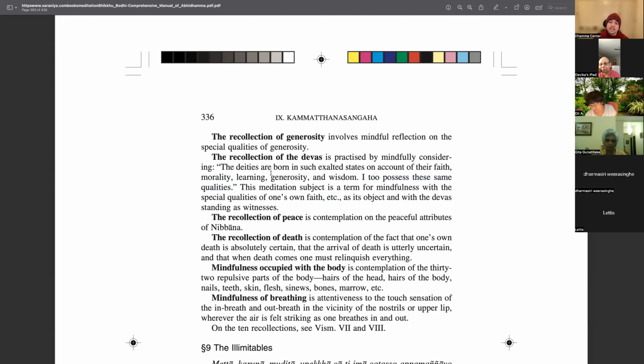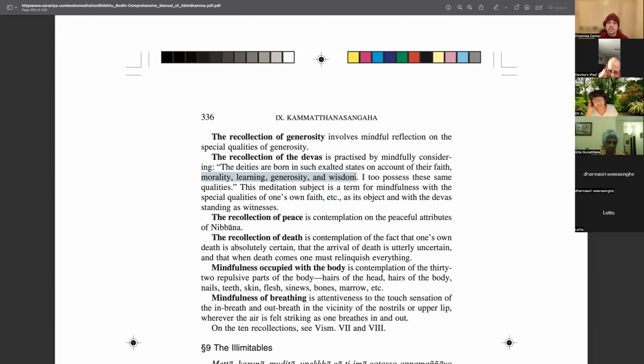In that Devanusati, we take faith, morality, learning, generosity, and wisdom, and we see these are qualities that the devas possess. Through practice, I too have these qualities. We attribute those qualities to produce, not mana, but strength. Strength to not transgress and fall. Do you understand? Exactly, everyone.